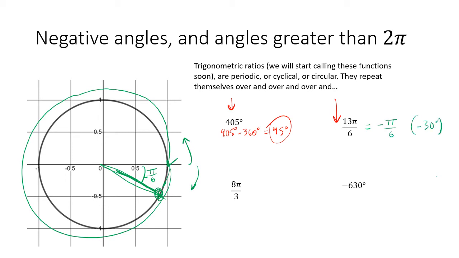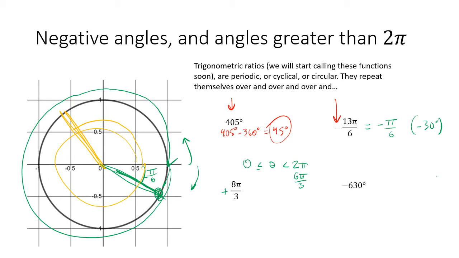8 pi over 3. So now we're dealing with a positive angle, right? This is positive, but it's greater than 6 pi over 3, because we know our angles in a unit circle are anywhere from 0 to 2 pi. 6 pi over 3 is how we would represent 2 pi, and 8 pi over 3 is greater than that. So let's go our full 2 pi, our full 6 pi over 3, and then 2 more pi over 3. So we're actually out over here.